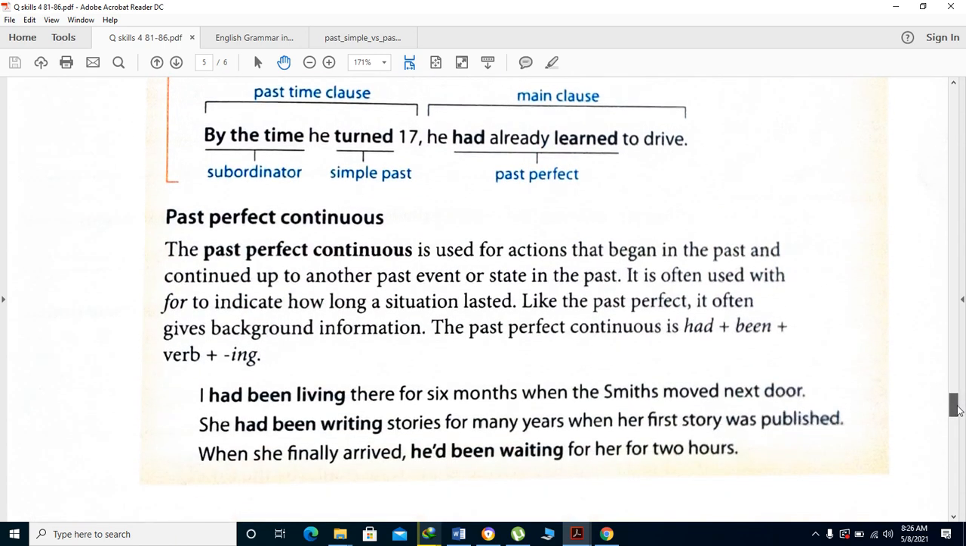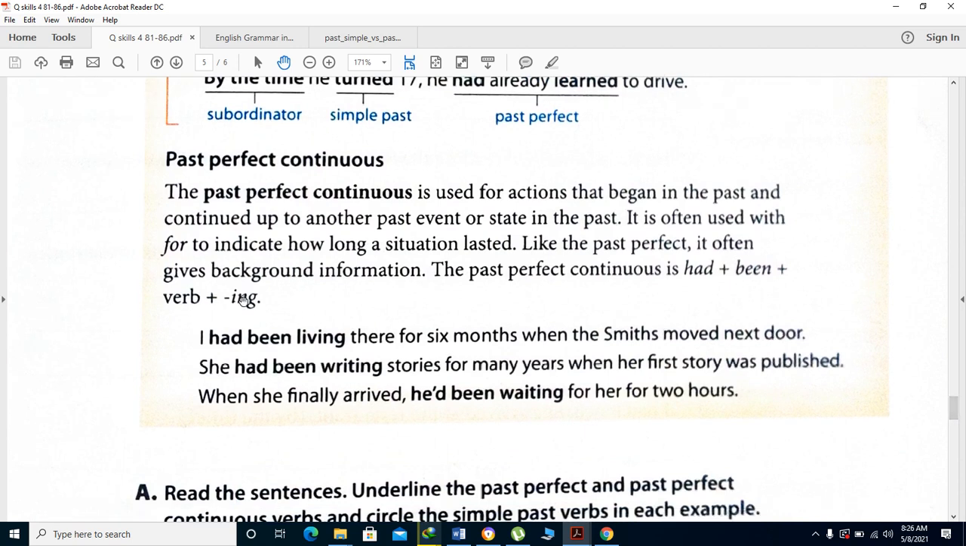Let's talk a little bit about past perfect continuous tense. The past perfect continuous is used for actions that began in the past and continued up to another past event or state in the past. So it is a period of action. Something happened for a longer period of time. It is often used with for to indicate how long a situation lasted. So it answers this question: for how long something happened in the past. Like the past perfect, it often gives background information.